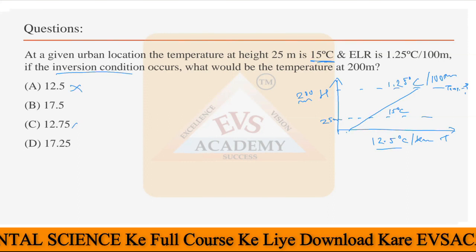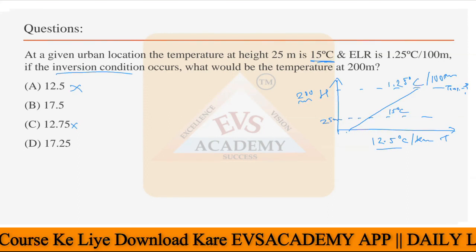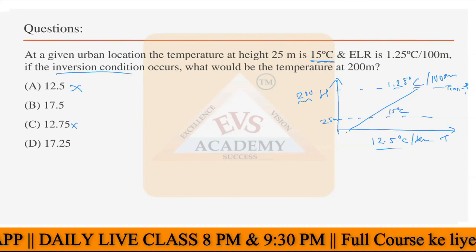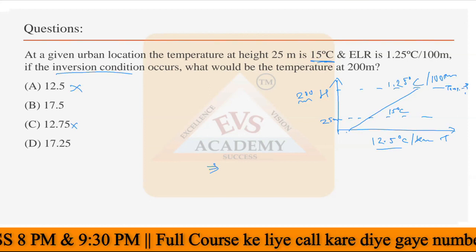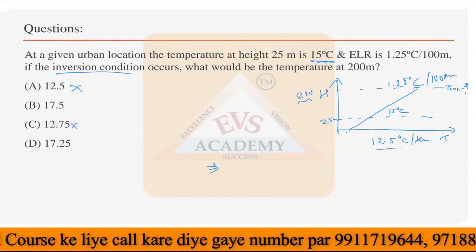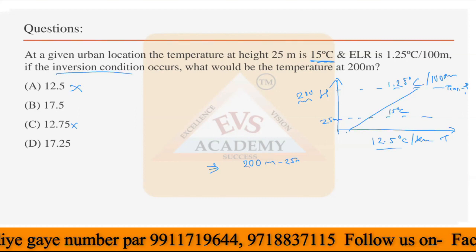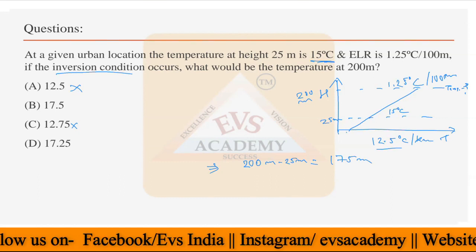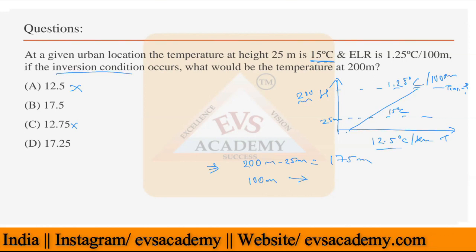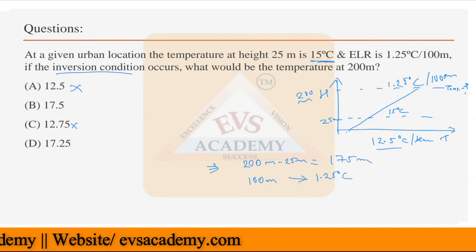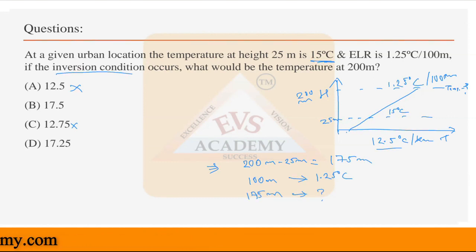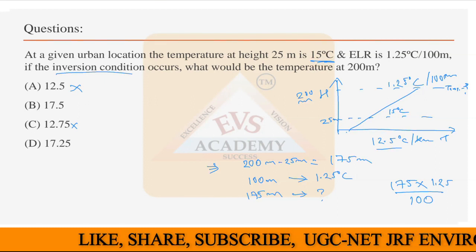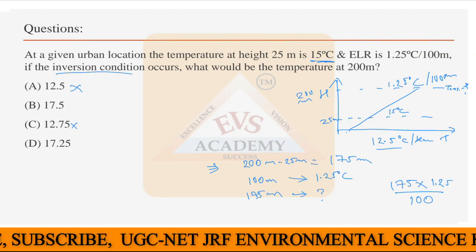So two options are definitely wrong here, 12.5 and 12.75, because both are true only in the scenario when temperature decreases with the increasing height. But here temperature is increasing with the increasing height. So that's why the thing would be like this. At 25-meter height, we have 15 degrees Celsius. So 25 meter to 200 meters, that is 200 meter minus 25 meter, which equals 175 meter. And it is saying that per 100 meter, the temperature is increased by 1.25 degrees Celsius. So for 175 meter, the temperature will increase by 175 multiplied by 1.25, divided by 100. So this you have to solve, and you will get your answer.